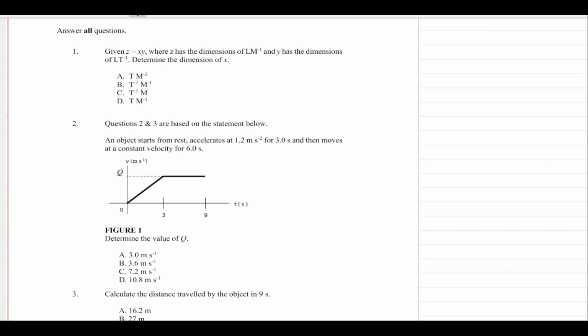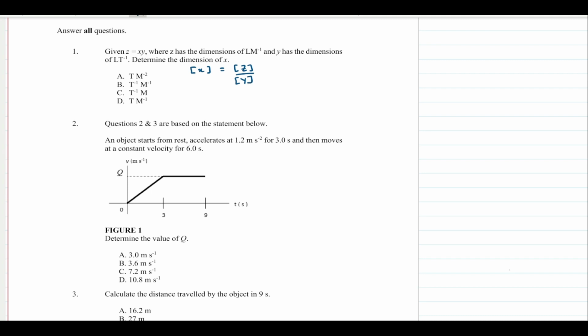Given Z is equal to XY, where Z has the dimensions of LM-1 and Y has the dimensions of LT-1. So soalan minta kita determine the dimension of X. Alright, so in order to determine dimension of X, the bracket symbol is the symbol for dimension. Okay, so dimension of X is actually equal to dimension of Z over dimension of Y.